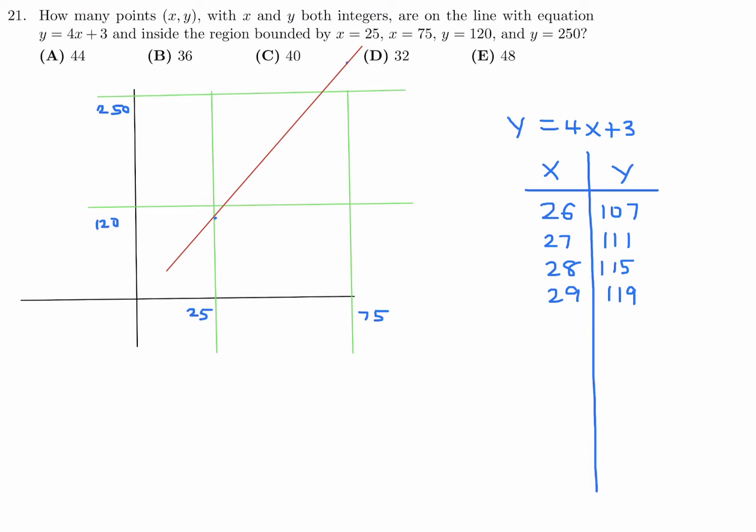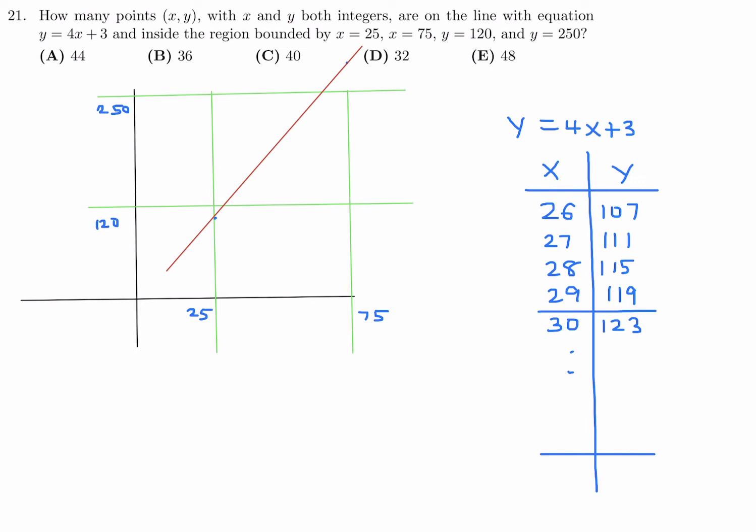So far, my x is within that boundary, and my y's are within that boundary. Well, not yet, right? Because 119 is not 120. I got to keep going. 30 gives me 123. Now I can say I am within my boundary for both x and y. And then we just keep going like this, dot, dot, dot. And then eventually you can kind of figure out, when will I get beyond that boundary?